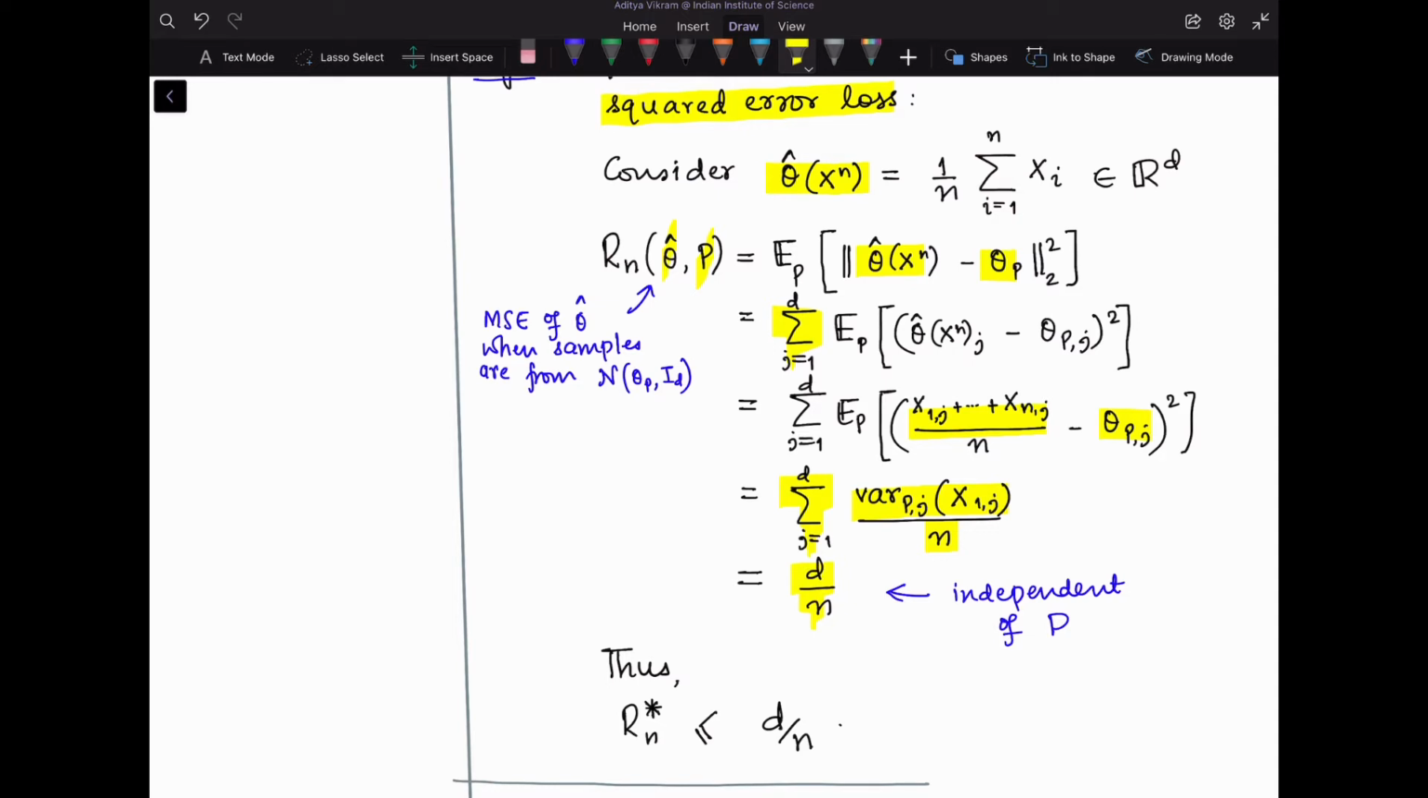So the risk of theta hat for every P is d by n. So its worst case risk would also be d by n. So now this is one particular estimator, and its worst case risk is d by n. So we can conclude that Rn star, which is the minimax risk, is at most d by n.